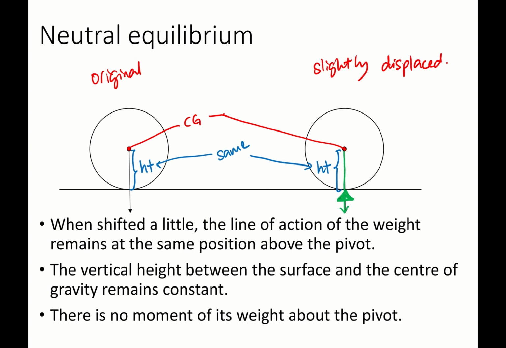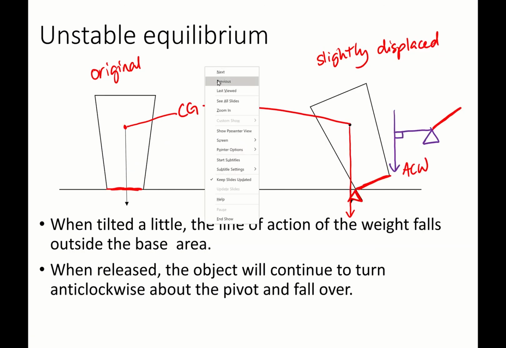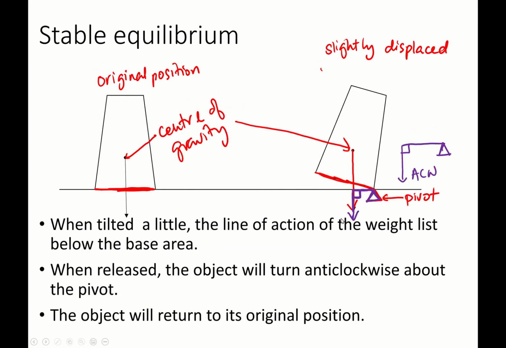So to summarize, there are three types of equilibrium: stable equilibrium, unstable equilibrium, and neutral equilibrium. Pay careful attention to your neutral equilibrium. Don't mix it up with stable equilibrium. Again, the point to know about neutral equilibrium is that the vertical height between the surface and center of gravity always remains the same, and there's no turning effect involved. And if you take a closer look at the stable equilibrium, there is a turning effect. So just pay careful attention to it.